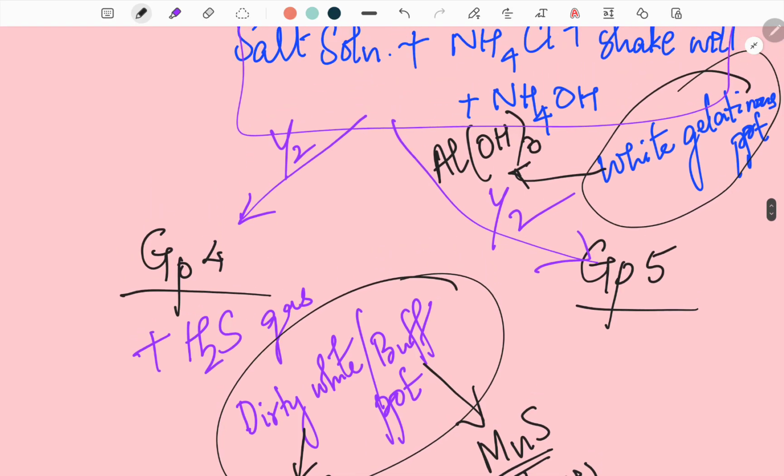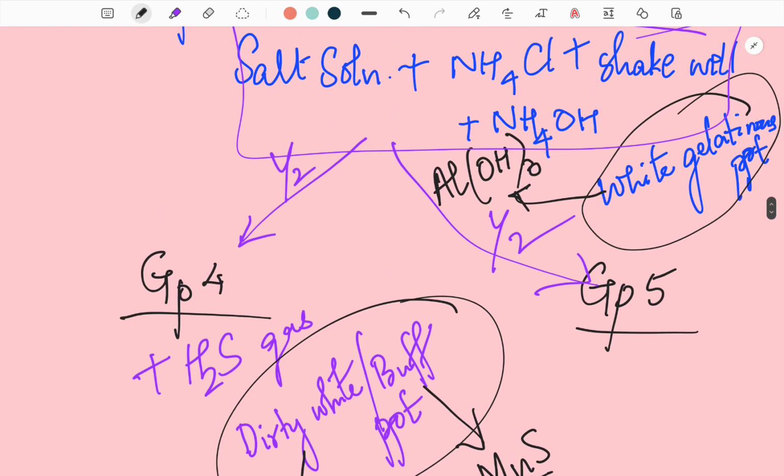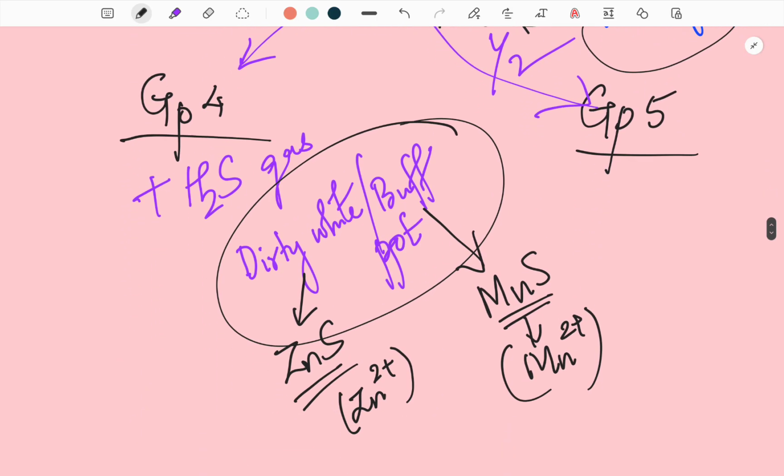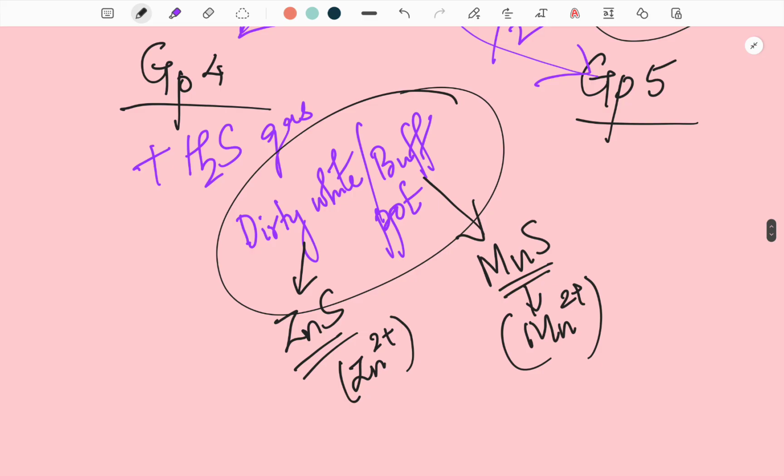When I say divide it into two halves, you just need to take another test tube and add some of the solution, not the white gelatinous precipitate, I meant the solution which I have circled, about half of it to another test tube. In one of the test tubes, you're going to pass H2S gas for the group 4 test. And let's say the group 4 ions are not present. Then you need to move on to group 5.